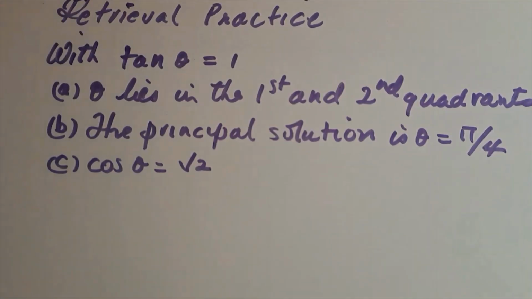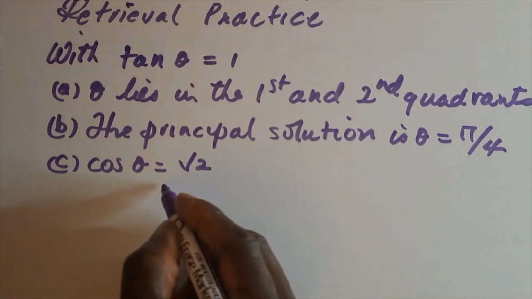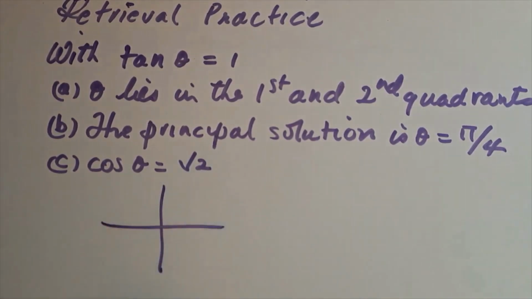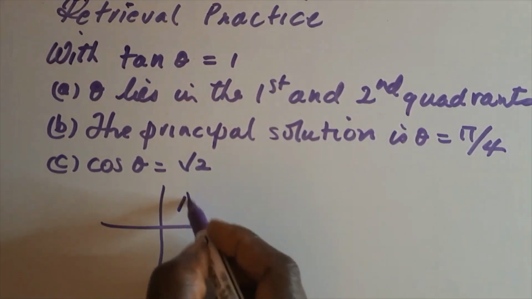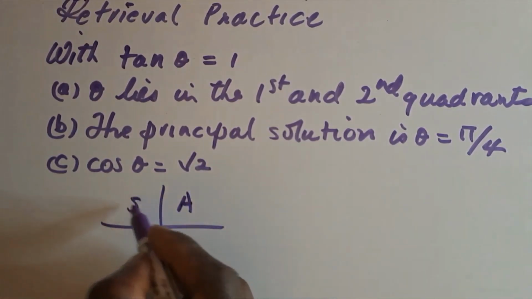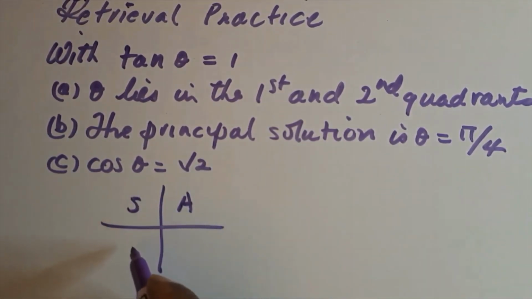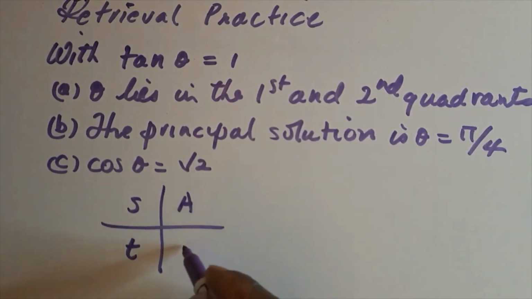Here's our third question on the retrieval practice. With tan theta equal to 1, which of these is true? A: Theta lies in the first and second quadrants. Let's have a look at the quadrant diagram. We have all of them positive here. Sine is positive in this second quadrant, tan in the third, and only cosine in the fourth quadrant.